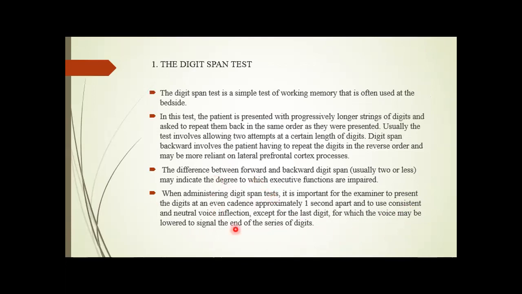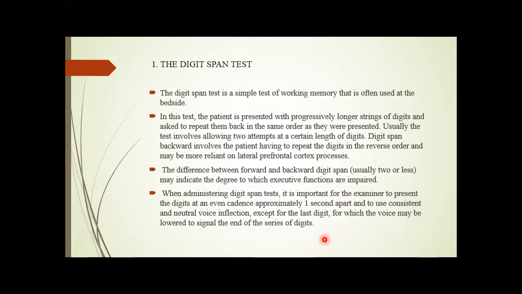The first is the digit span test. It is a simple test of working memory that is often used as a bedside test. In this test, the patient is presented with progressively longer strings of digits and asked to repeat them back in the same order as they are presented. Usually, the test involves allowing 2 attempts at a certain length of digits. Digit span backwards involves the patient having to repeat the digits in the reverse order and may be more reliant on lateral prefrontal cortex processes.